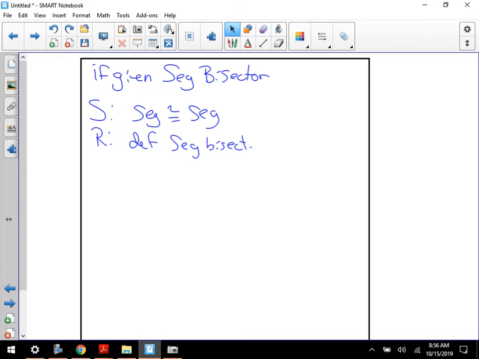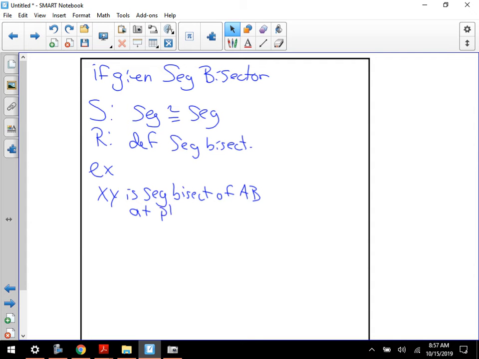So for example, if I write that out as an example, XY is the segment bisector of AB at point Y. I'm trying to think of an easy one to write it off as best I can. I'm running out a little bit of space on that, so I'm going to draw a picture over here and fill in the rest of this part on the whiteboard.